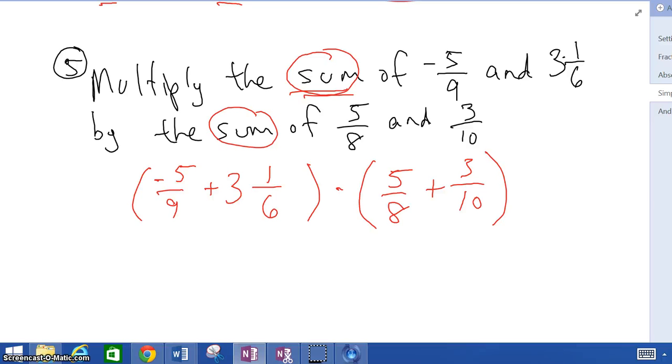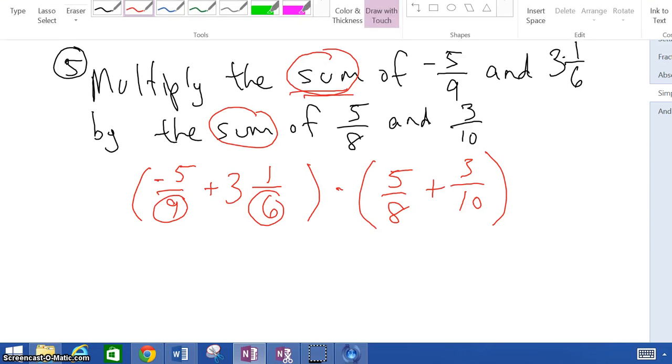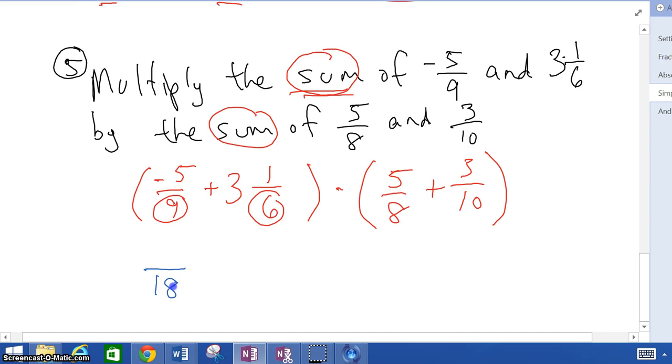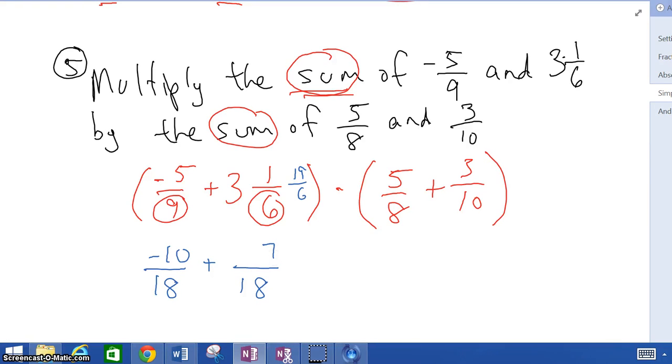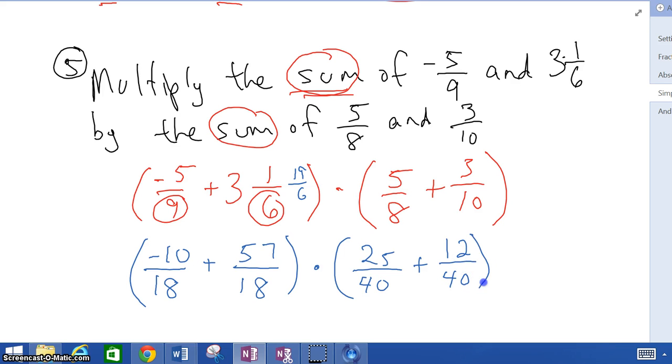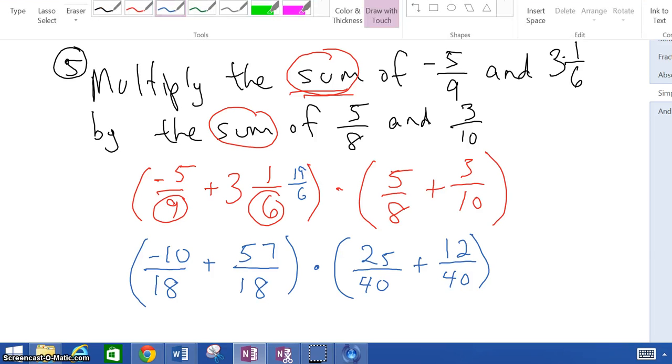In order to add, I need a common denominator. In this case, I'm going to choose 18, which means negative 10, plus, this is really 19 over 6. When I make a common denominator of 18, I have to multiply by 3. So that will be 57. Common denominator over here, I'm going to choose 40. Okay, put them together.